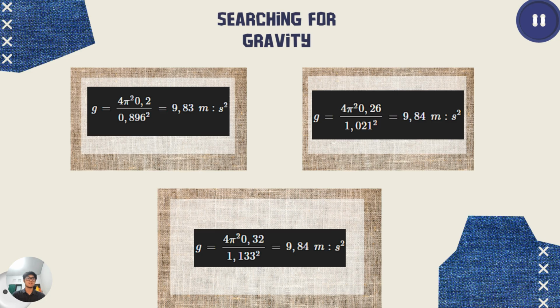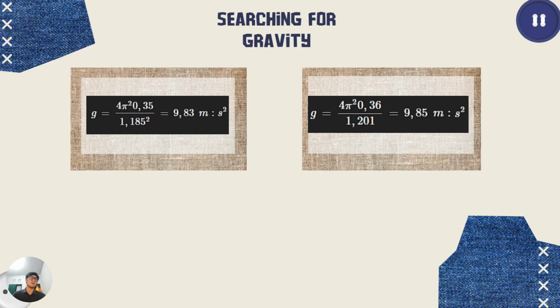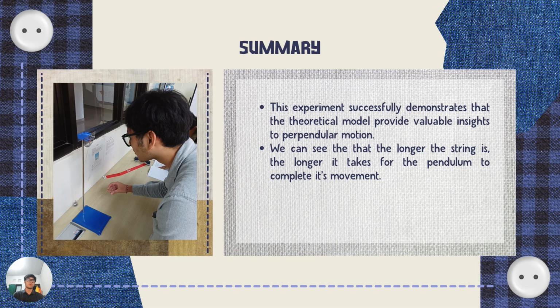The third is g equals 4 pi squared times 0.32 over 1.133 squared, which equals 9.84 meters per second squared. The fourth is 4 pi squared times 0.35 over 1.185 squared, which equals 9.83 meters per second squared. The fifth is g equals 4 pi squared times 0.36 over 1.201, which equals 9.85 meters per second squared.